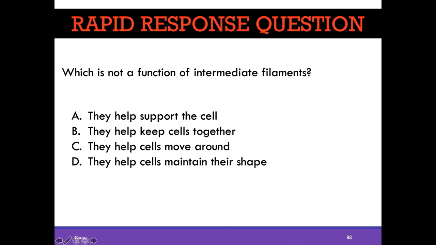So pause here and answer this question. The answer is C. They do not help cells move around, right? They do the opposite.